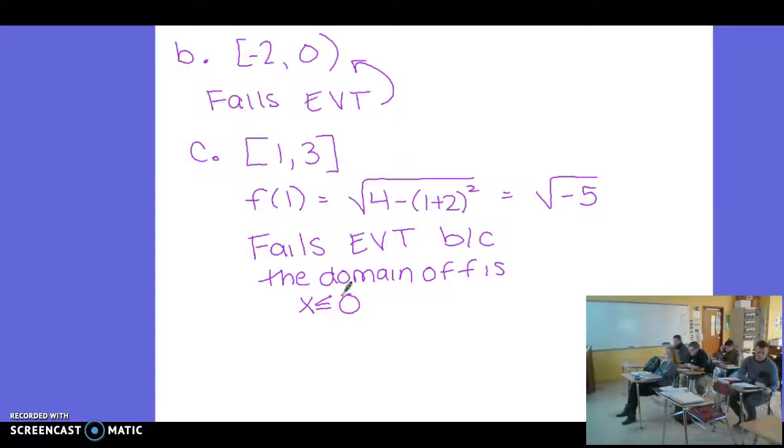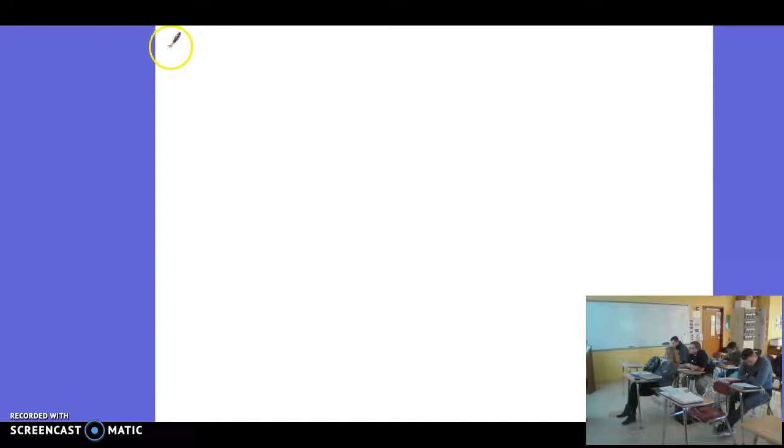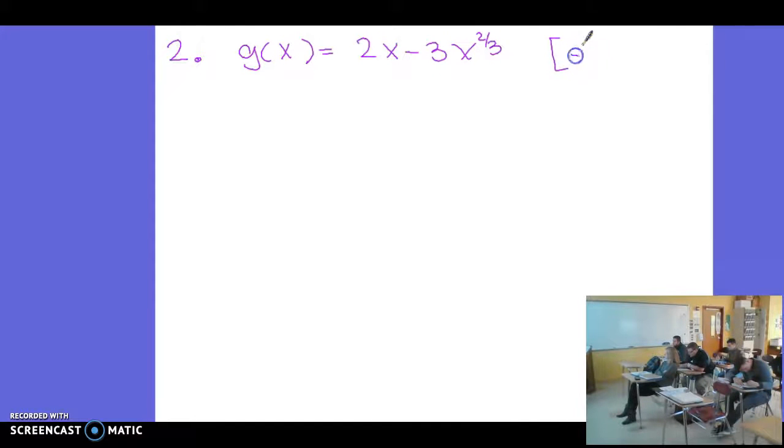So number 2 is also asking the same type of question. Number 2 is saying find the extrema. So you have g of x equals 2x minus 3x to the 2/3 on the interval -1 to 3.